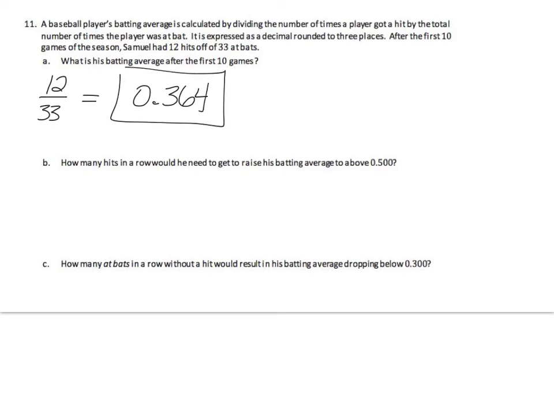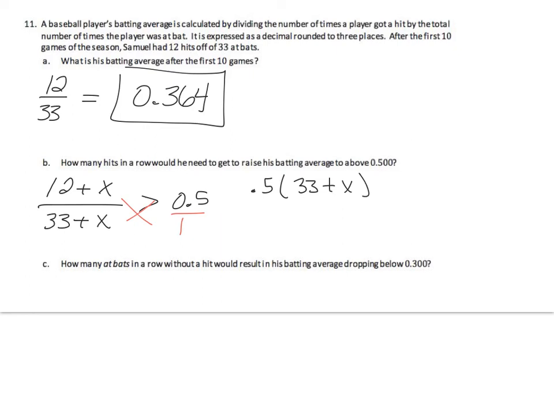Okay, how many hits in a row would he need to get to raise his batting average to above 0.5? So now we need an inequality, right? So how many more would you have to add to the top and the bottom to get his batting average above 0.5? Okay, let's go ahead and solve that. I'm going to cross multiply and keep my inequality. So cross multiply. I have 0.5 times 33 plus x greater than 12 plus x.